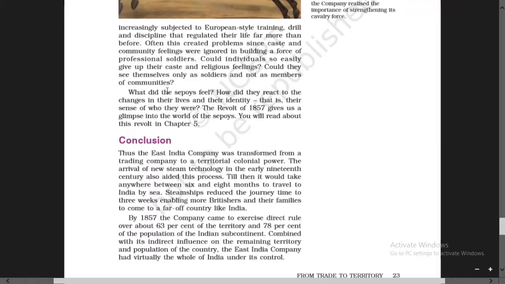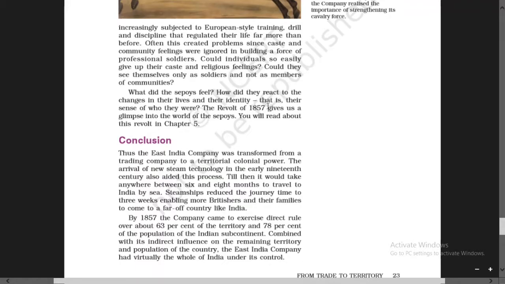What did the Sepoys feel? Sepoys means the armed force. How did they react to the changes in their lives and their identity, that is, their sense of who they were?